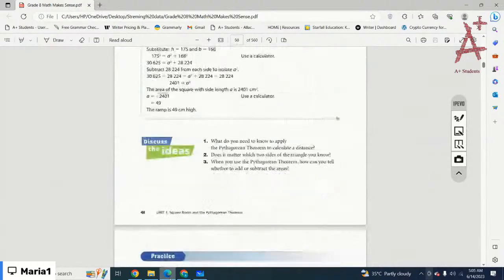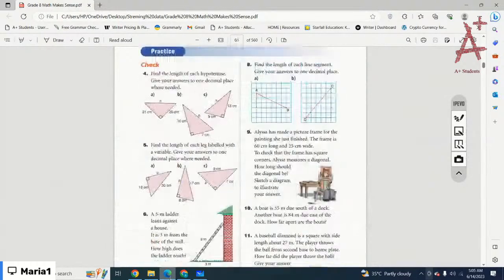Okay, just look at the practice questions. Find the length of each hypotenuse. I'm going to start with question number 4. Find the length of each hypotenuse. Give your answer to one decimal place where needed. So let's just start with A. That would be 20 and 21.